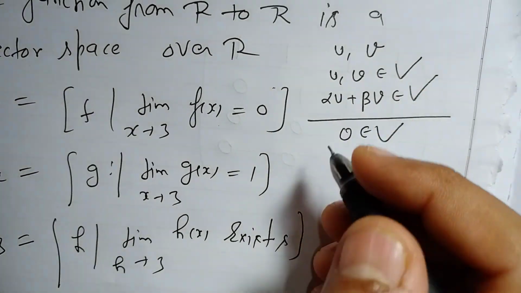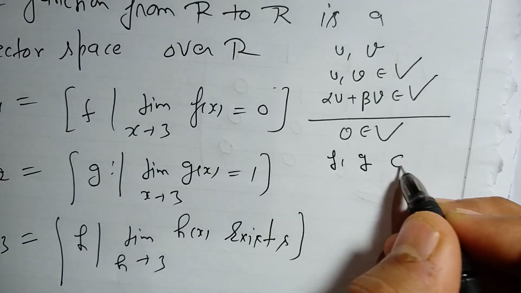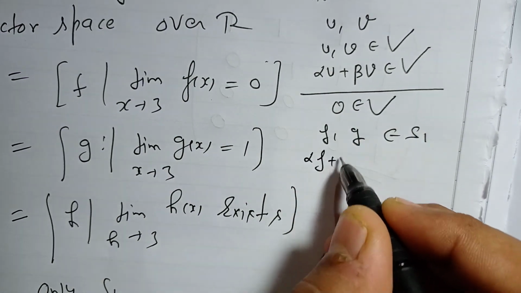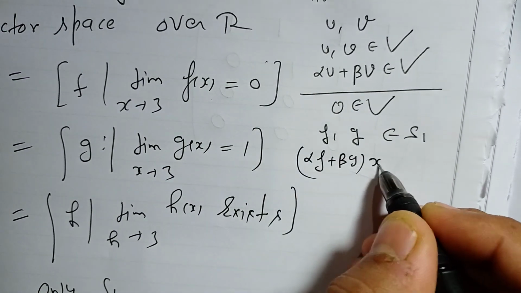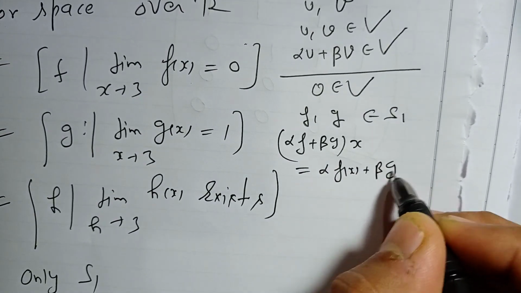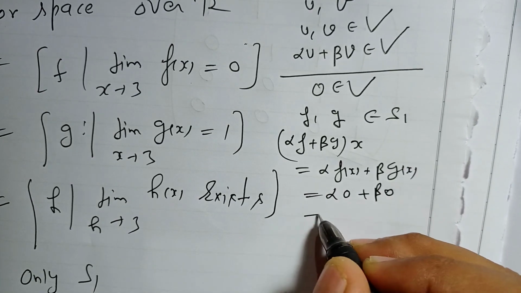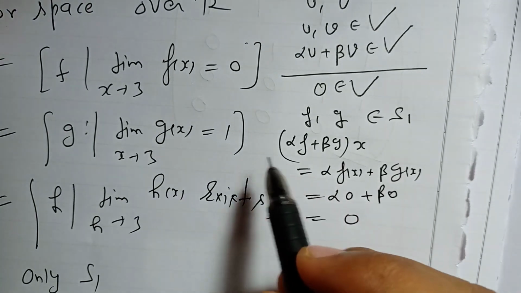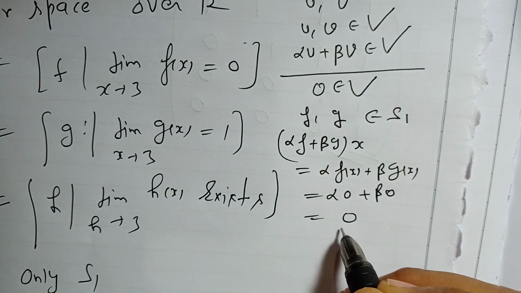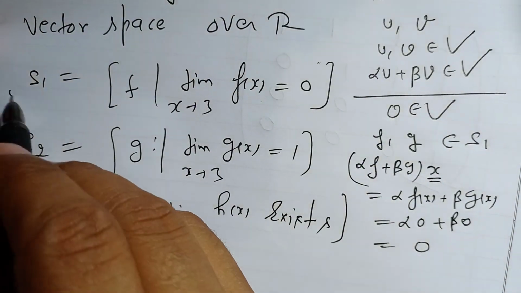So this is a property of a vector space. For the first one, if you take f and g, two elements from S1, then (alpha f plus beta g)(x) equals alpha f(x) plus beta g(x), which is alpha 0 plus beta 0, so this equals 0. So if f and g belong to S1, alpha f plus beta g also belongs to S1, because the image of any x is 0. So the first one is a vector space.